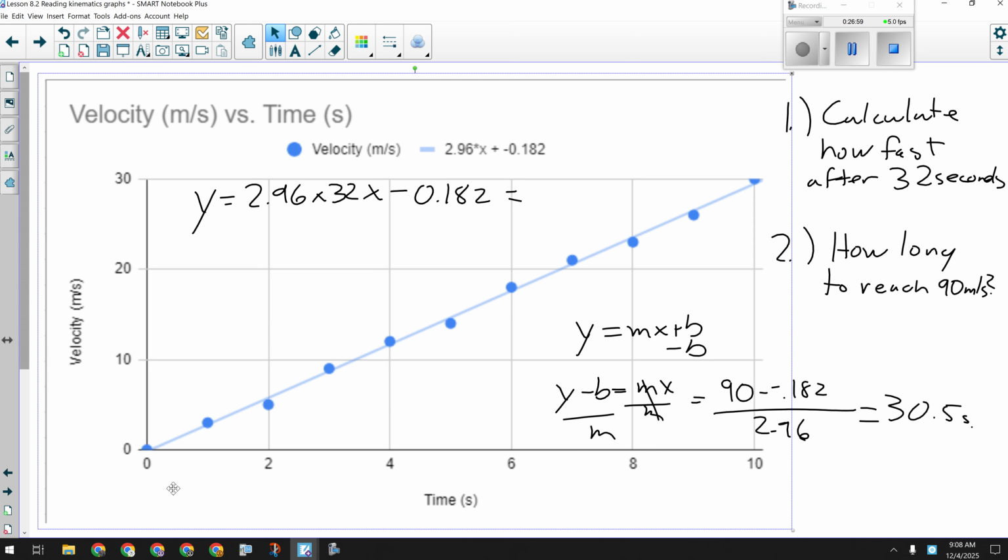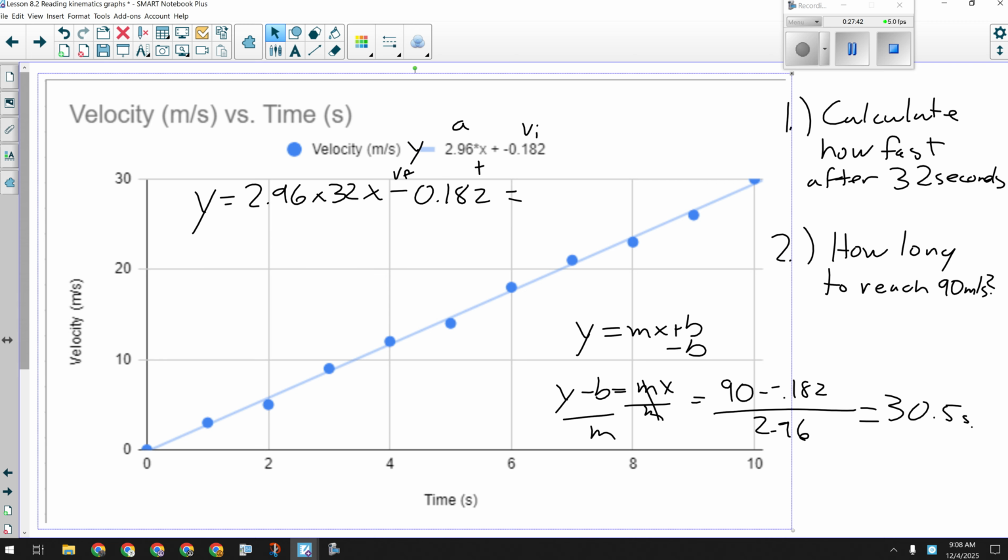Okay, so if this is acceleration, and on the x-axis is time, what would b represent? B is always the initial value of y, or the value of y at time 0. What's on the y-axis? Velocity. So this would be the initial velocity. Okay, so this is VI, and that would mean that y is VF.